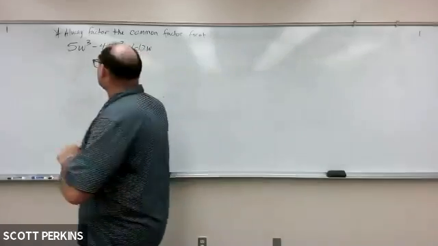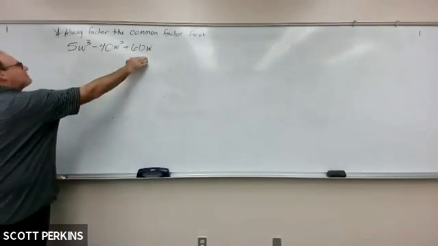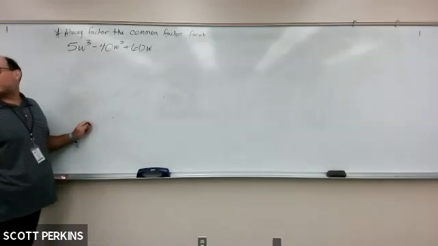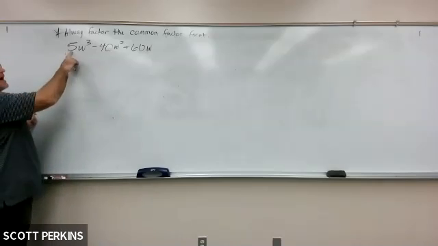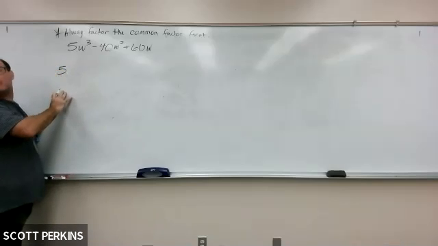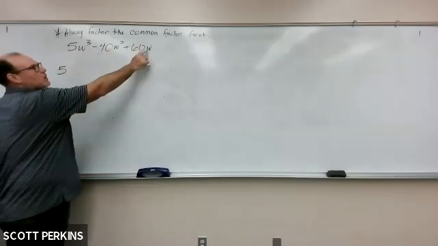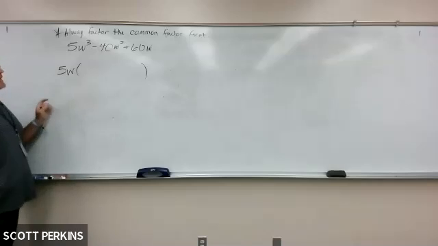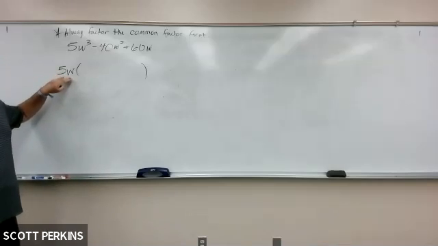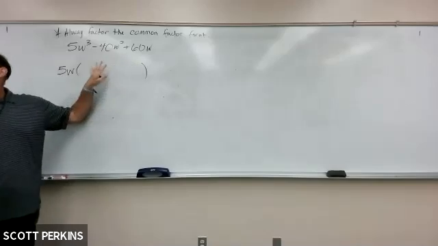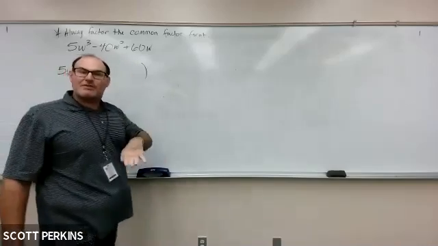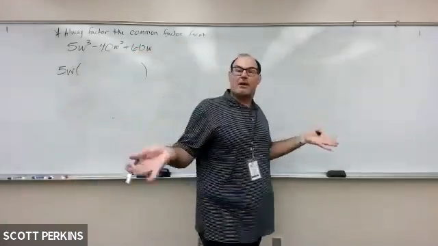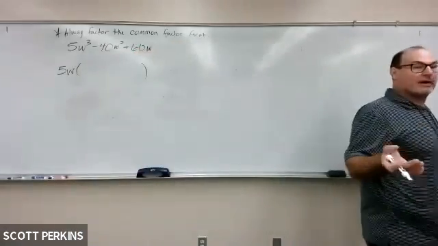Just so we're all working in the same direction, what is the common factor among these three terms right here? 5. And also, always take out the lowest power of any variable. So 5 and w. Once you factor out the 5 and the w, you're going to have a trinomial in the parentheses. So then step 2 of this problem is to factor that trinomial however is appropriate.